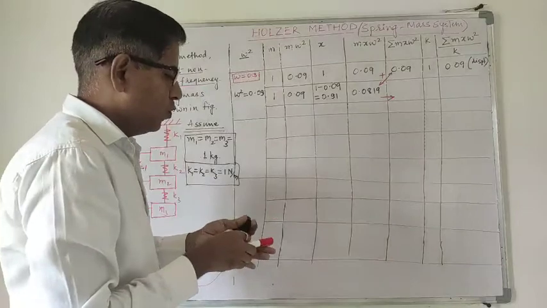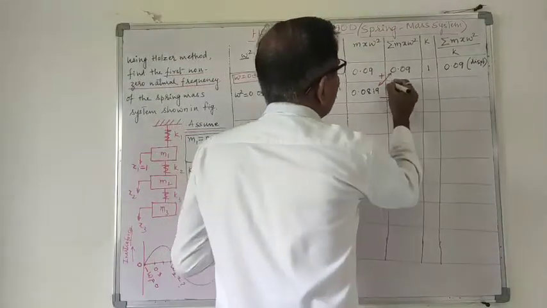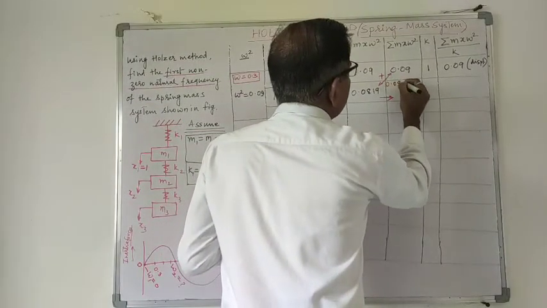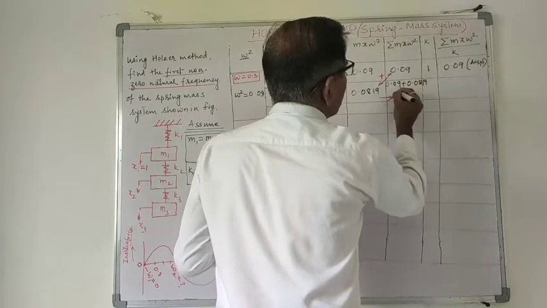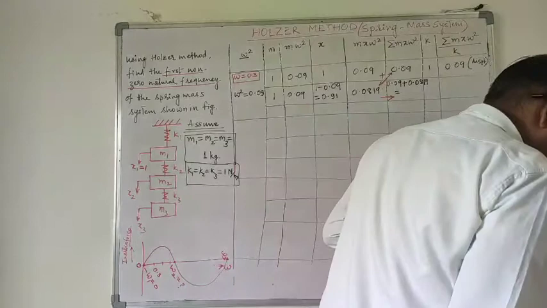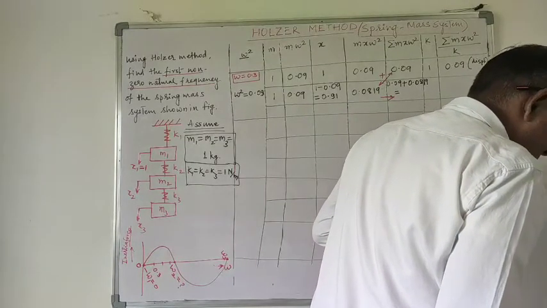Okay, so 0.09 plus 0.0819, so the answer is 0.1719.